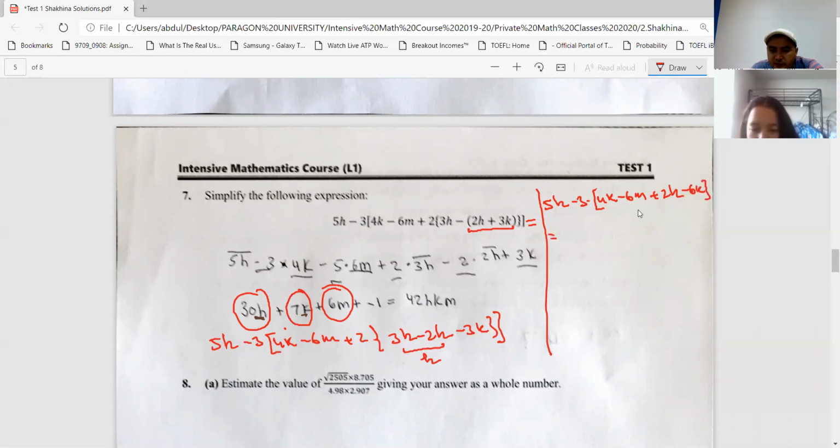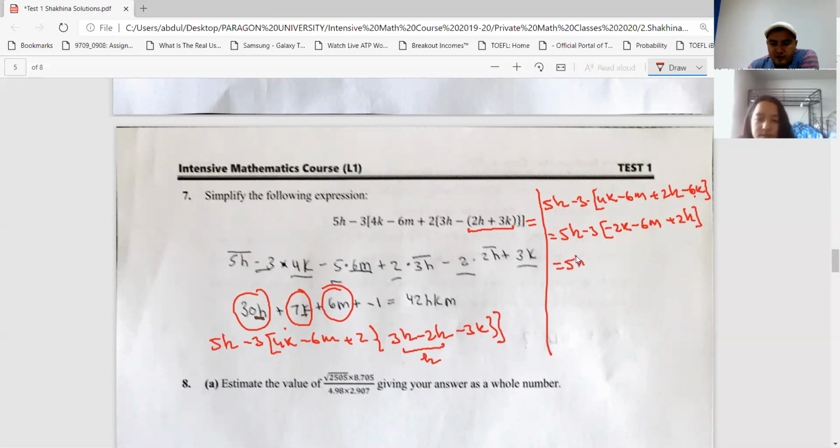Equals, now let's simplify this immediately again. Here we have 4k minus 6k. We can simplify, right? 5h minus 6. And what is 4k minus 6k? That's negative 2k. Very good. Here we have minus 6m. Here we have 2h. All are different, right? They are not like terms. That's why we cannot simplify here.